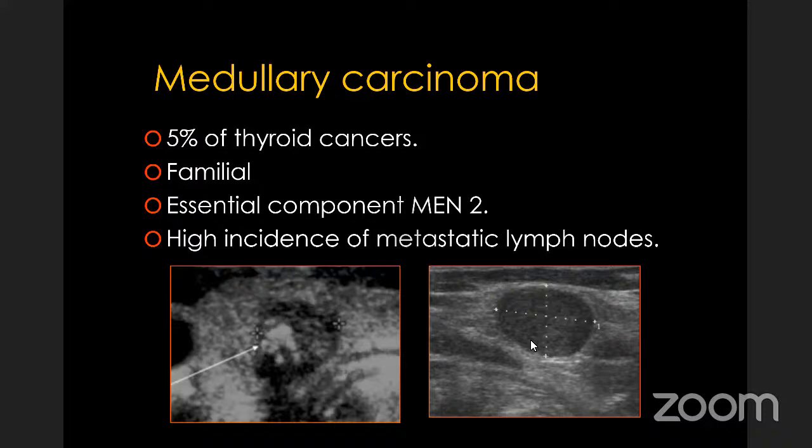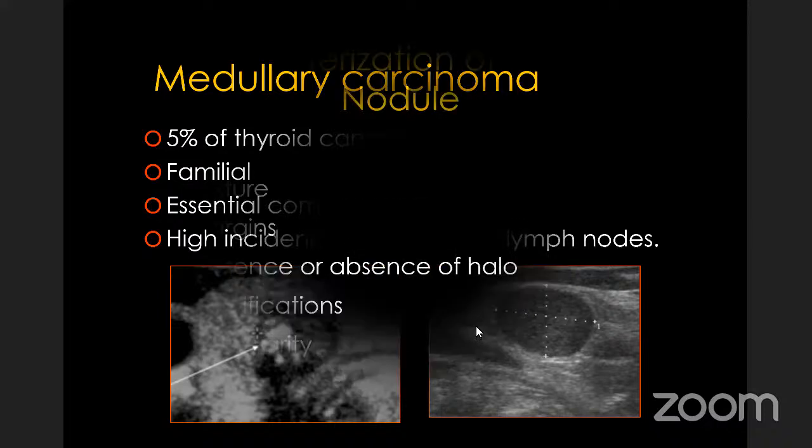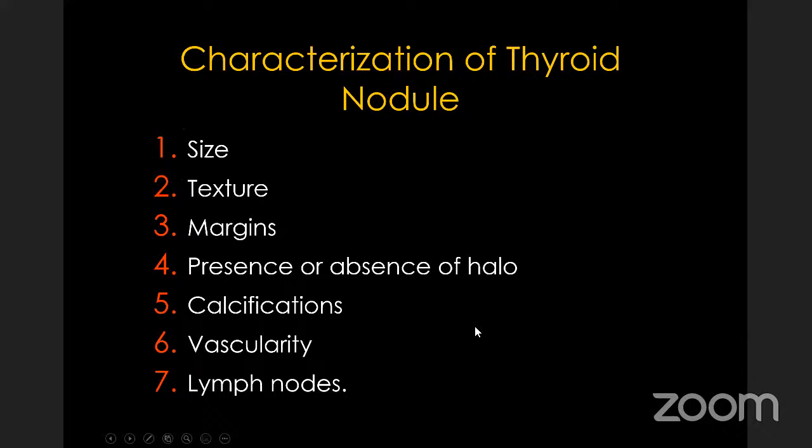Now we are going to discuss the characterization of thyroid nodules, and these characteristics are well-documented signs that can be used in differentiation of benign from malignant. Identifying these relevant signs of benignity and malignancy in thyroid nodules can be used to provide a helpful ultrasound diagnosis and decide which nodule should undergo biopsy. We will see the size, texture, margins of the nodule, presence or absence of halo, calcifications, vascularity, lymph nodes.